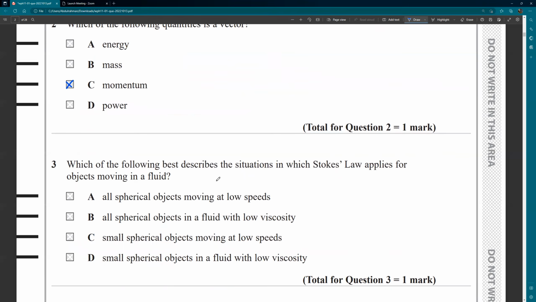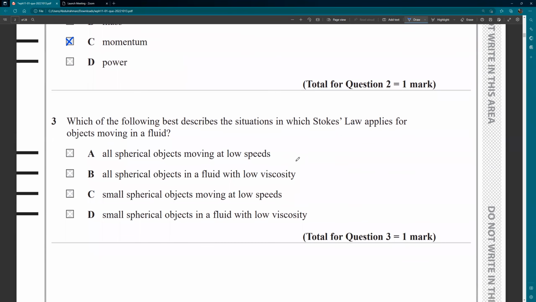Which of the following best describes the situations in which Stokes' law applies for objects moving in a fluid? Option A, all spherical objects moving at low speeds. Well, it's not all spherical objects, because I'll give you a scenario of a spherical object that wouldn't obey Stokes' law. Let's say the spherical object is big enough that it's very close to the edges of the container.